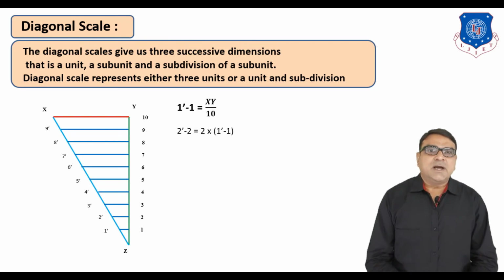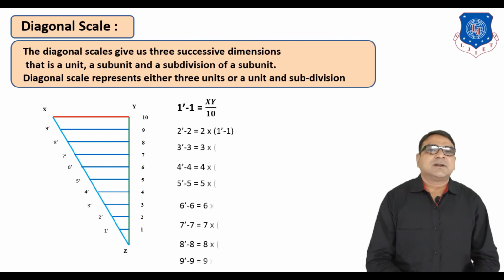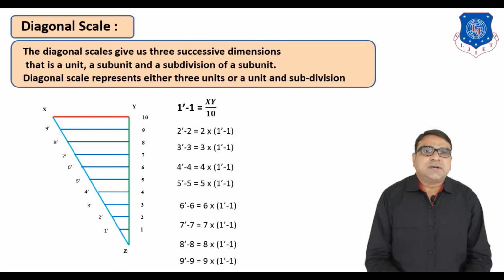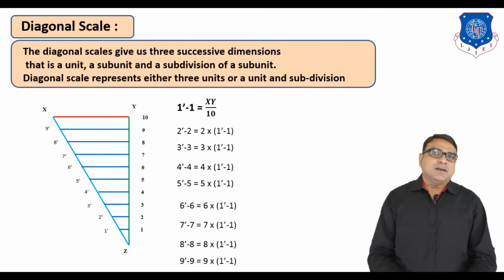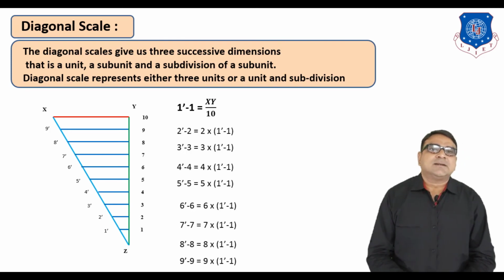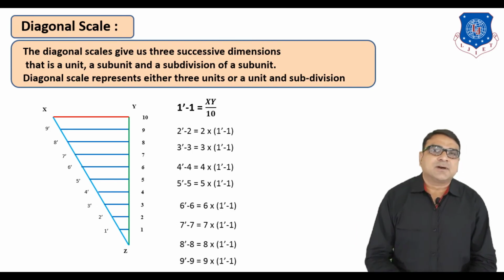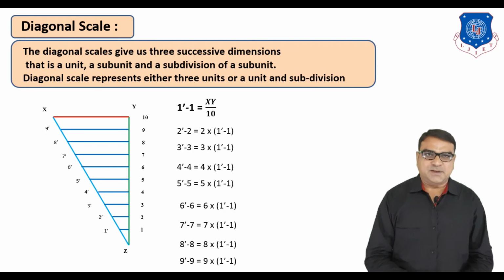Then 2 dash 2 is equal to 2 times 1 dash 1. 3 dash 3 is equal to 3 times 1 dash 1. This means you can easily measure the XY line into its n number of equal parts, meaning 10 equal parts.